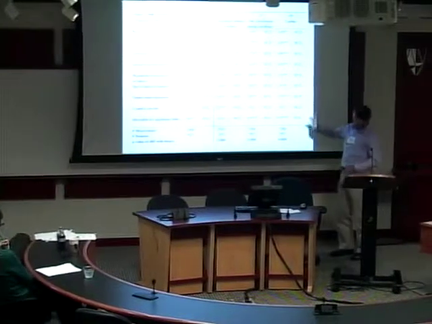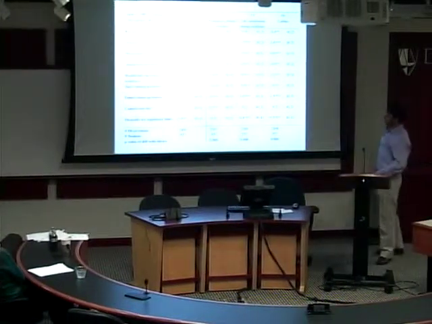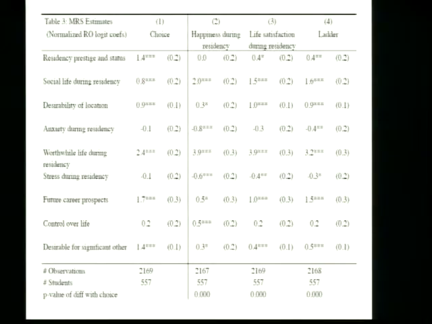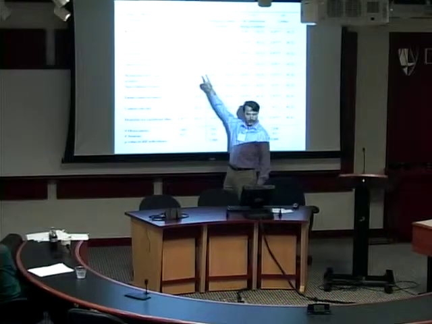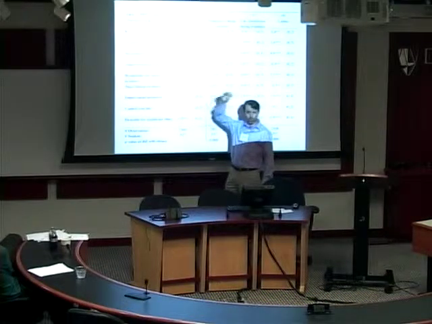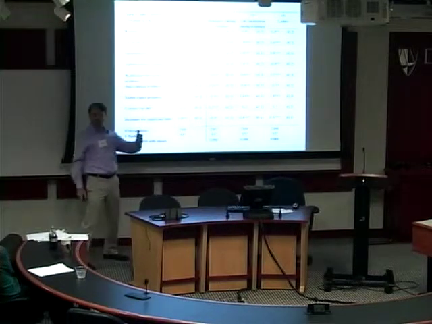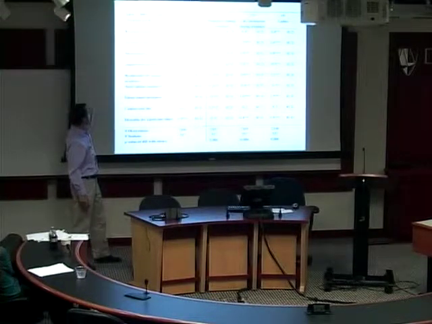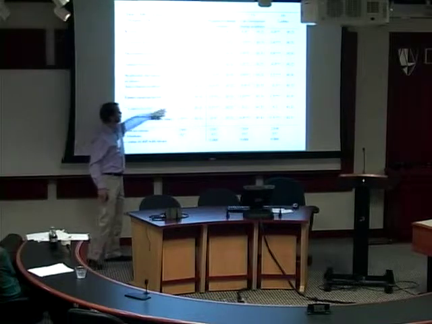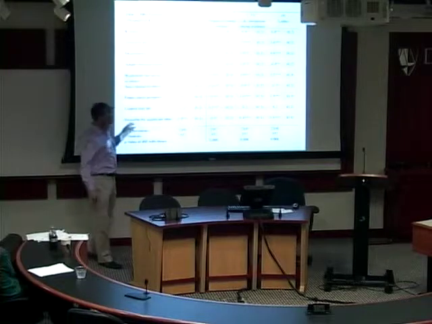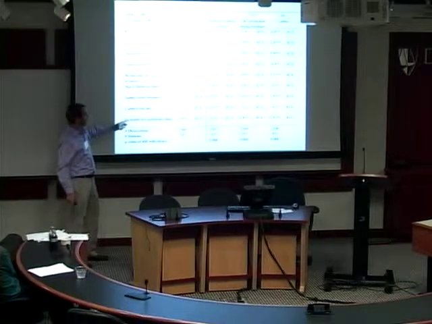Let me skip this. So this is the basic result. I'll show it graphically in a second. I'm going to show a regression. So when choice is the dependent variable, we're using something that looks like a logit model, but it's generalized for more than two options. It's called a rank ordered logit. We're regressing it on the coefficients, on what I call attributes, the nine attributes.